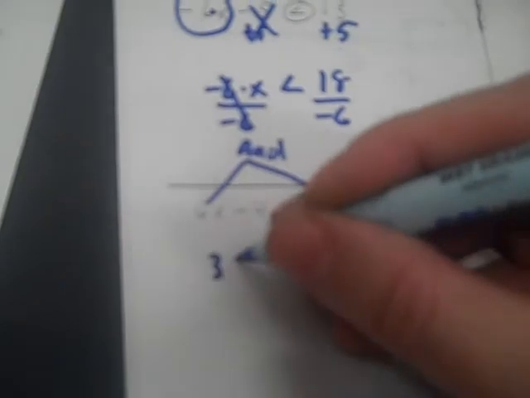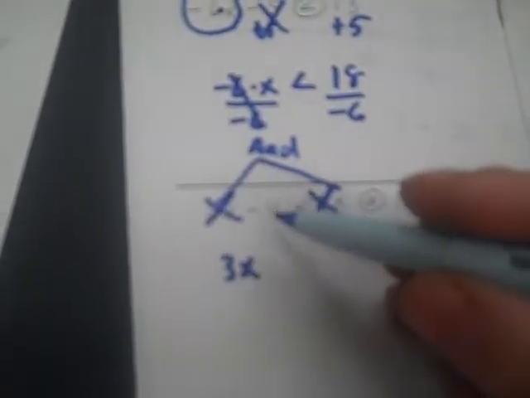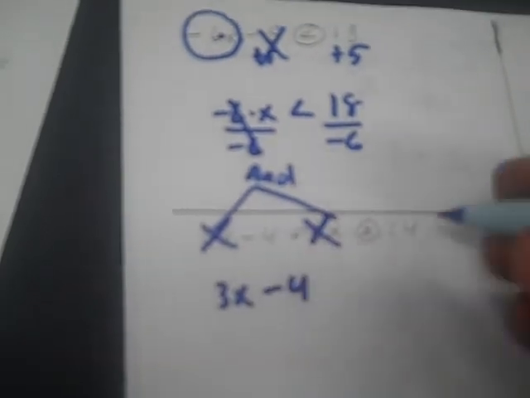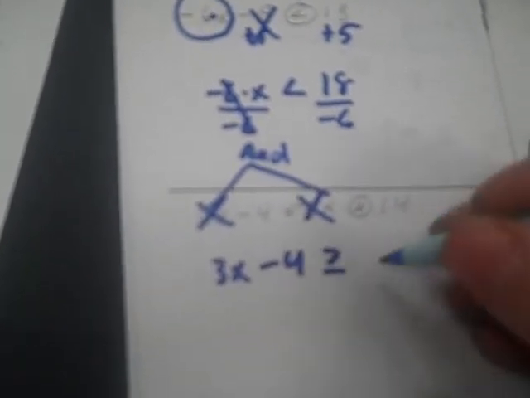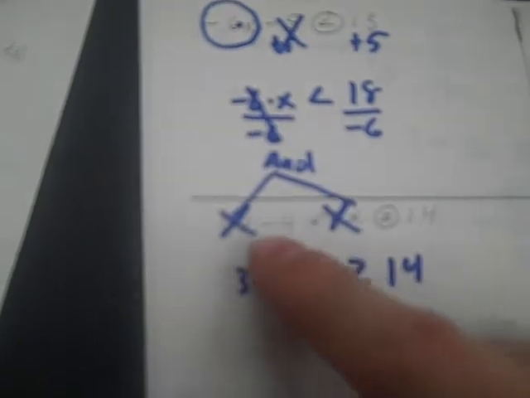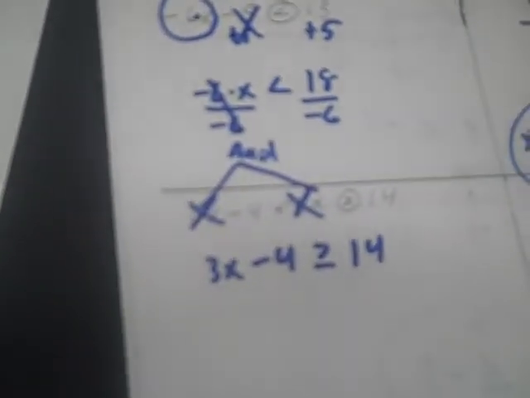3x. That's on this side, so I write 3x. Then I cross out those x's because they're done. I have a -4. I have the sign, and I have 14. Again, if you're wondering how that became 3x, I took 6 plus -3, 3x.